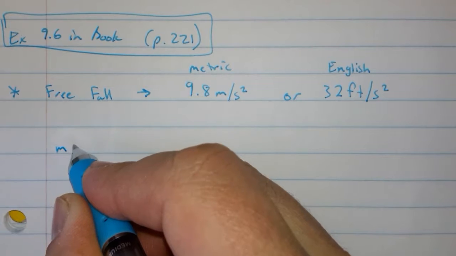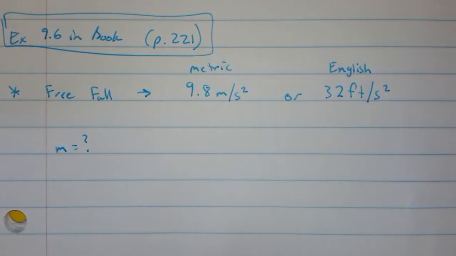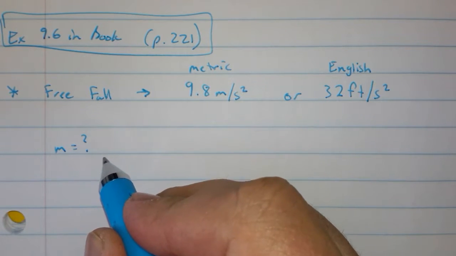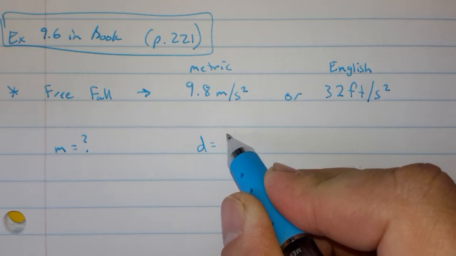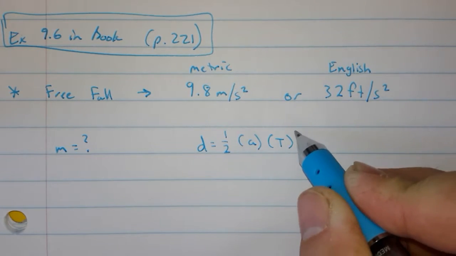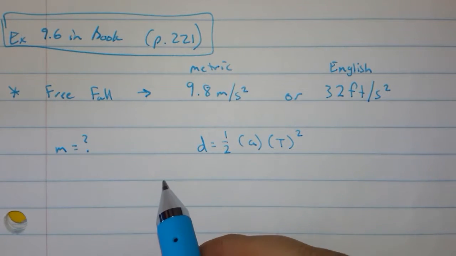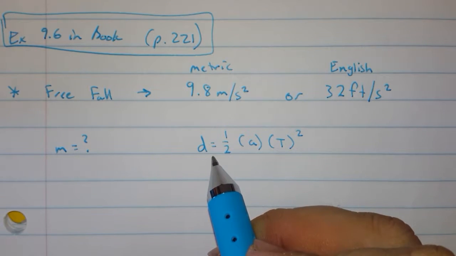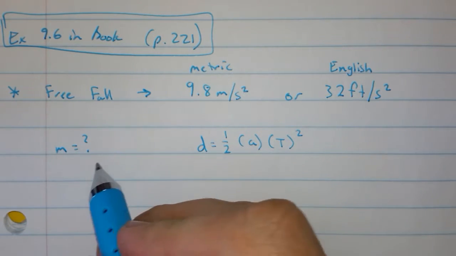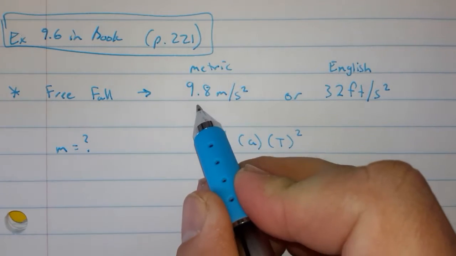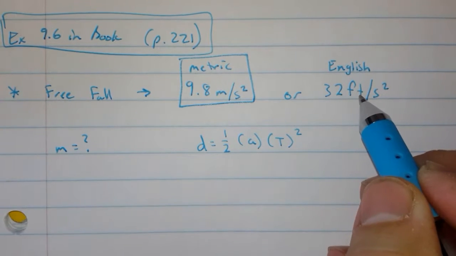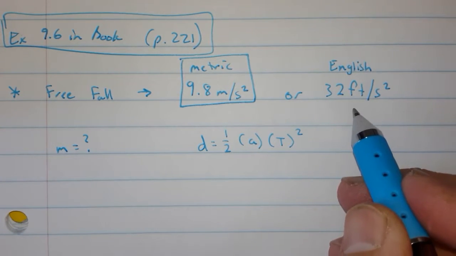So it wants to know meters. We don't know what the meters are. Meters are distance, so it's actually looking for a distance in this case. Our distance formula is equal to 1/2 the acceleration multiplied by the time squared. We don't know the distance in meters, and since we want it in meters, we're going to be using the metric unit for the acceleration and not the English unit.